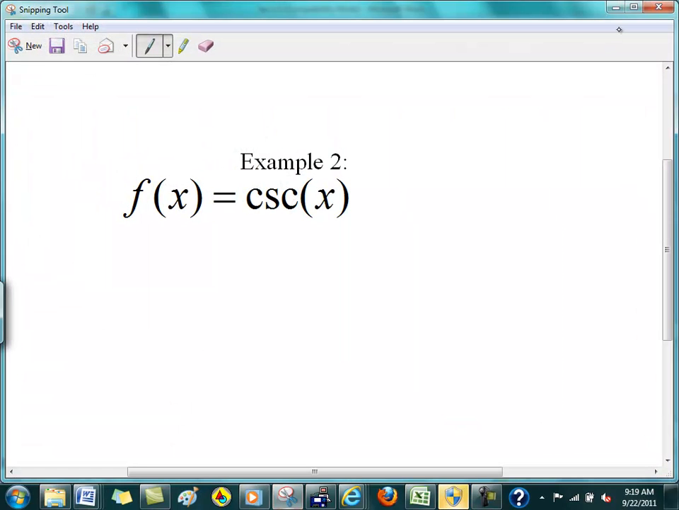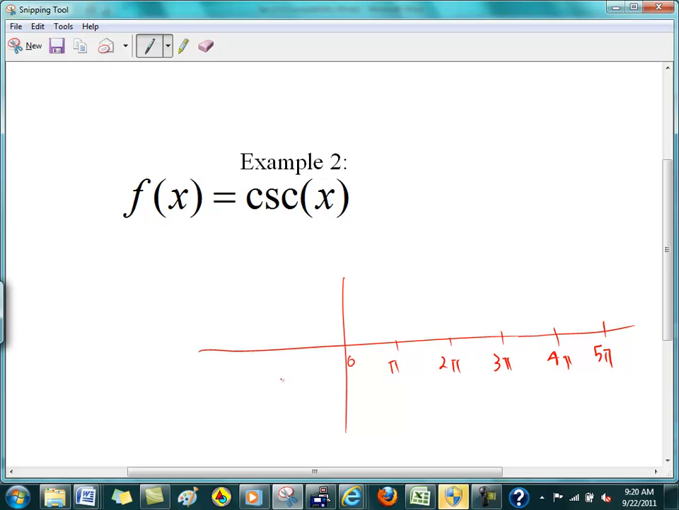How many people remember how to graph sine? That's right. Where does it cross the axis? Multiples of pi. And then on the other side, it'll be the same thing. So your graph's going to go like this. Okay, so your graph should look like this.